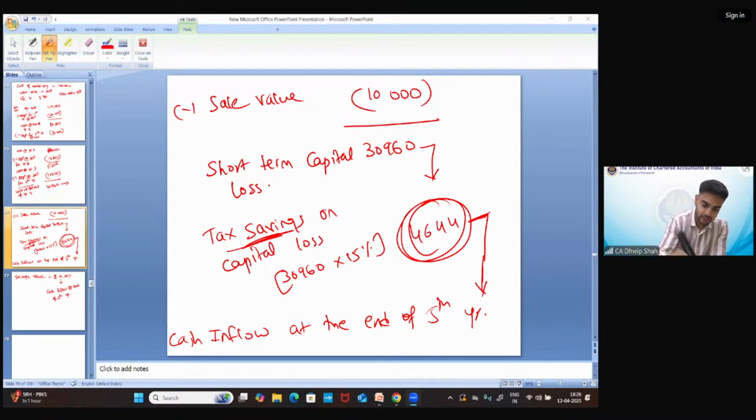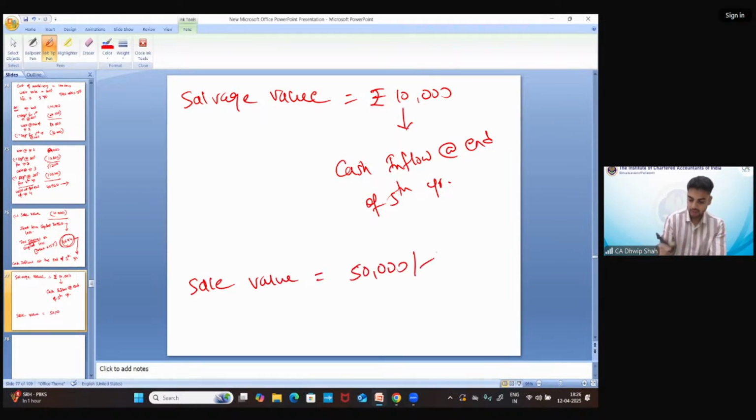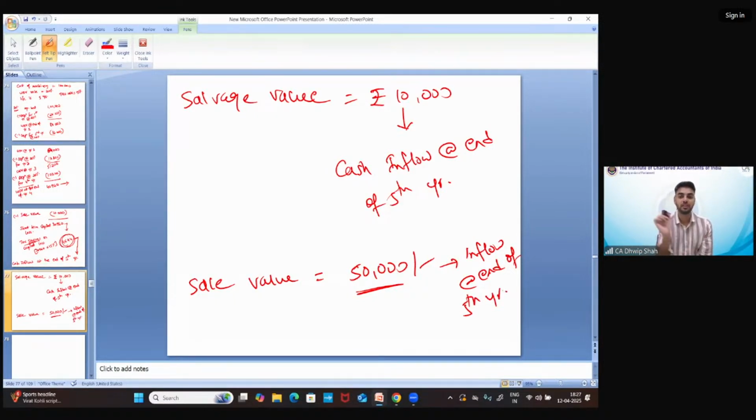Now let's say, instead of 10,000 rupees, the sale value is 50,000. Let's say for the time being, my salvage value is 50,000. So first of all, this 50,000 I would receive at the end of the fifth year. So this will be a cash inflow at the end of the fifth year. So this is very clear. This 50,000 would be an inflow at the end of the fifth year. So we will discount this with the discounting factor of the fifth year.